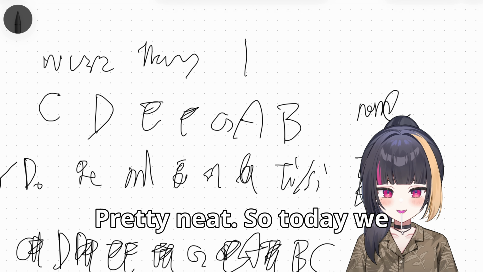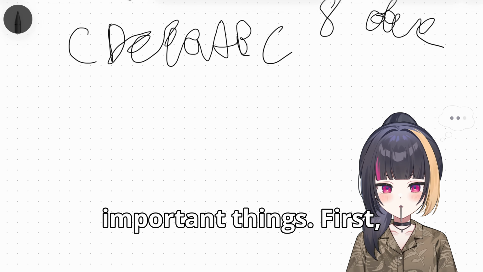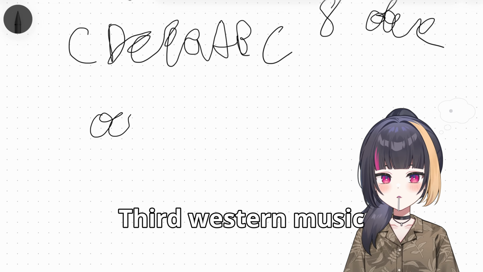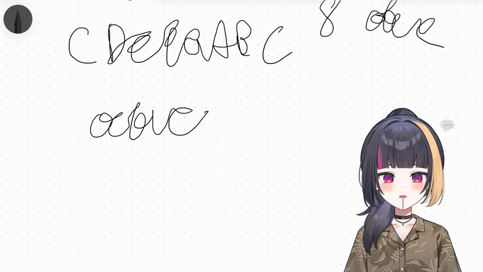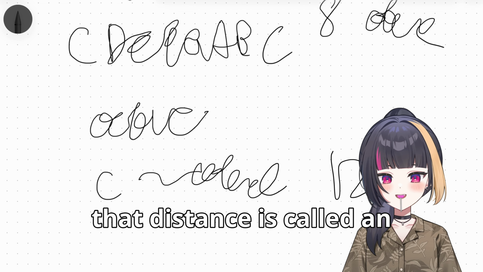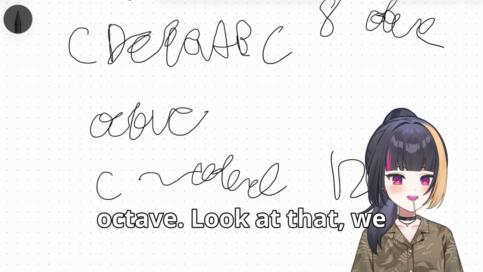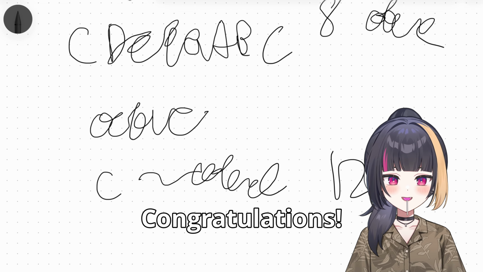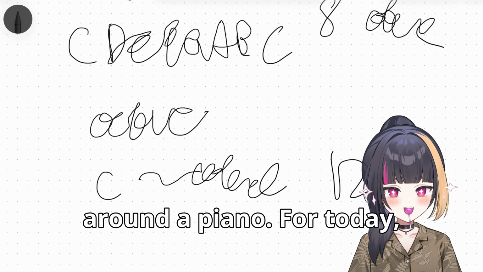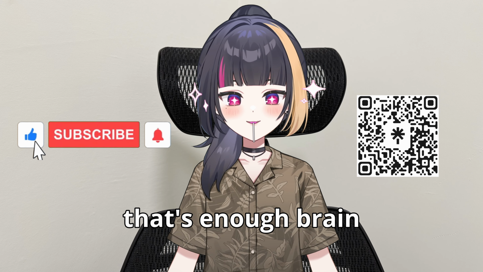Pretty neat. So today we actually learned several important things. First, the musical alphabet. Second, the solfège system. Third, Western music contains 12 notes in total. And finally, when you move from one note to the next version of itself, that distance is called an octave. Look at that, we learned real music theory. Congratulations! You are now officially slightly more dangerous around a piano. For today, that's enough brain damage.